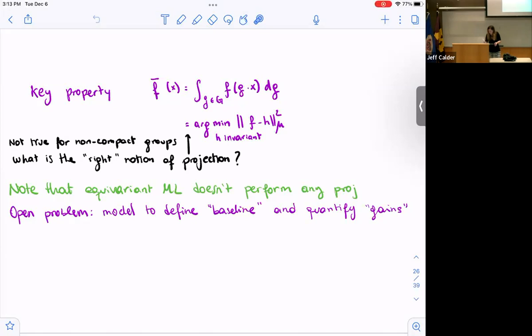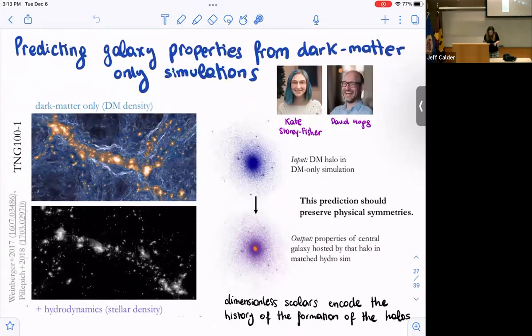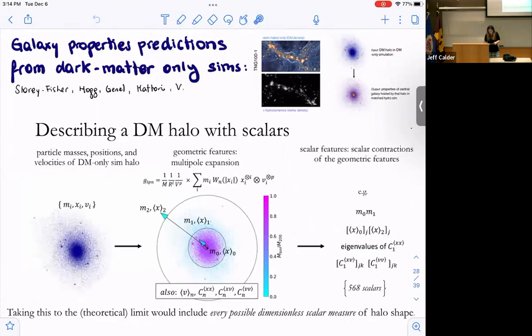But yeah, that's it. I work with people in astrophysics who apply these to cosmological simulations. I'm not going to go into the details, but if you have questions, I'm happy to discuss afterwards.